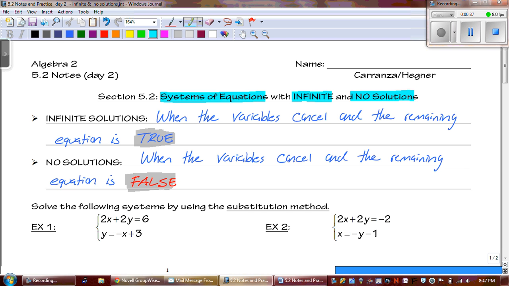Okay? So our first definition is infinite solutions, and that's when the variables cancel out and the remaining equation is true. So after you substitute in, you solve, and if you're left with a true statement, that means it's infinite solutions. And for no solutions, the variables cancel out and the remaining equation is false. When it's false, that's when it's going to be no solution.